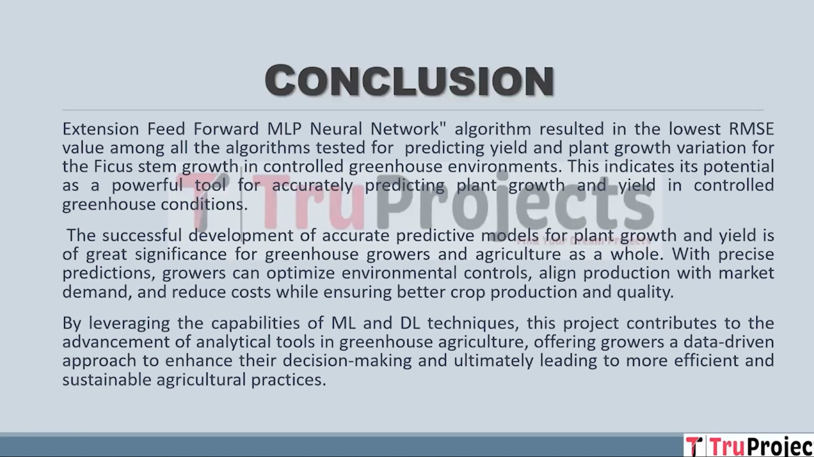Conclusion. The extension feed-forward MLP neural network algorithm obtained the lowest RMSE value among all the algorithms tested for predicting yield and plant growth variation under controlled greenhouse conditions for ficus stem growth. This suggests that it has potential to be a very powerful tool for precisely predicting plant growth and output in controlled greenhouse circumstances. The creation of an accurate predictive model for plant growth and productivity is critical for greenhouse farmers and agriculture in general.